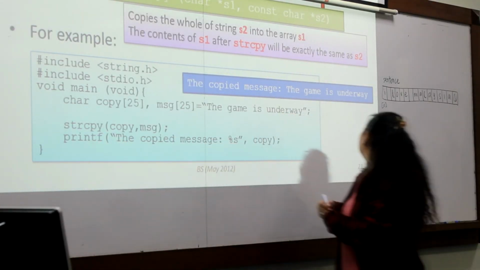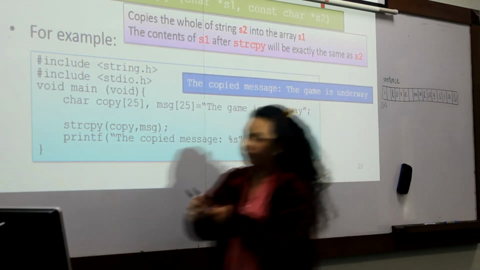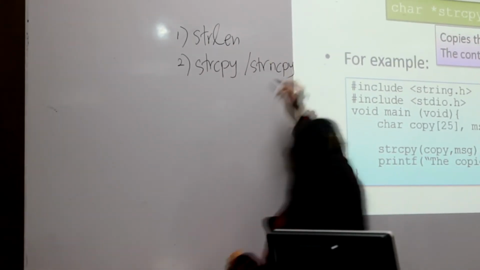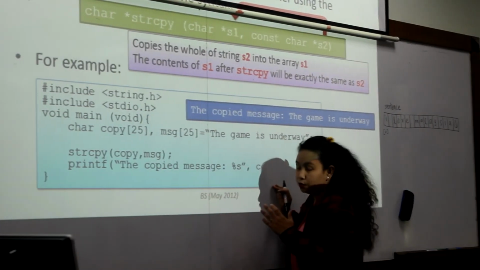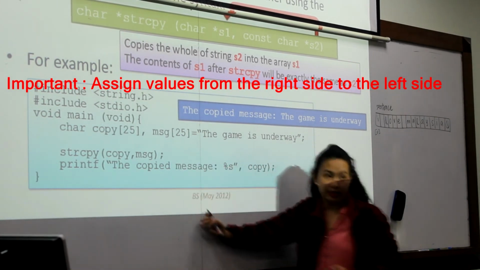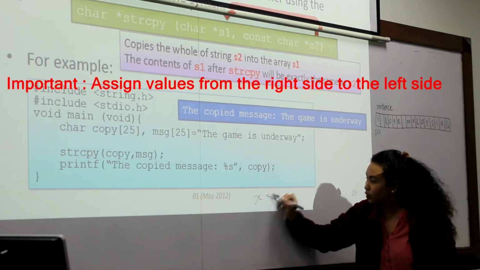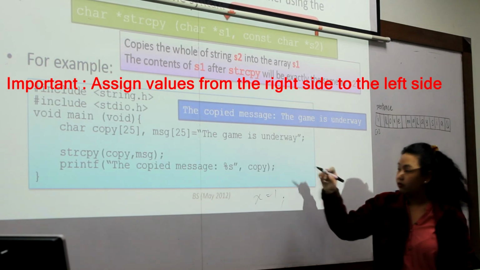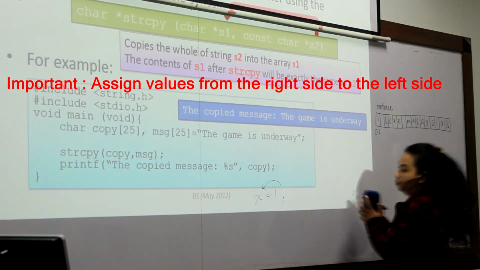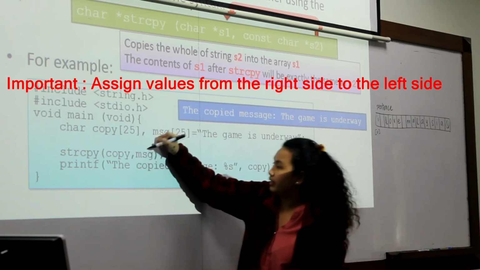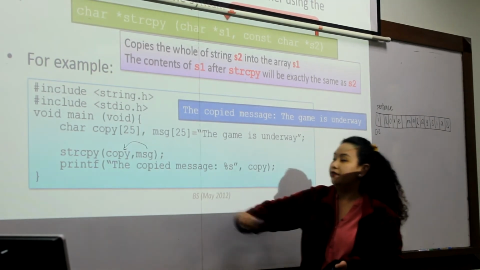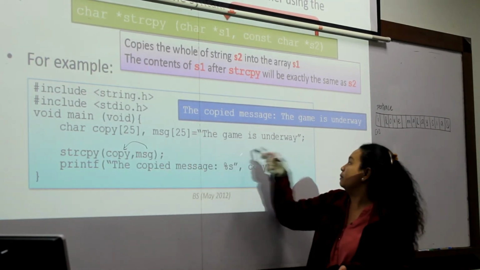Now, strcpy, so you guys have learned strlen, right? Whatever you do, always assign the right side to the left side. Remember when you do x equals to 1, the right side you assign to the left side, right? Now, right side to left side. Okay, so you have message. Message says the game is underway.